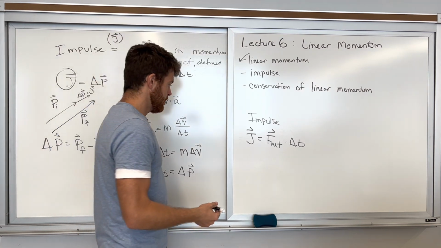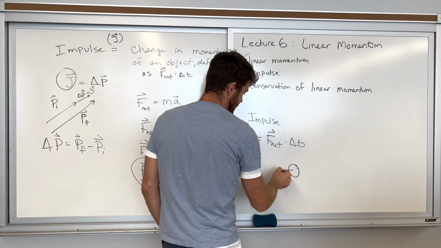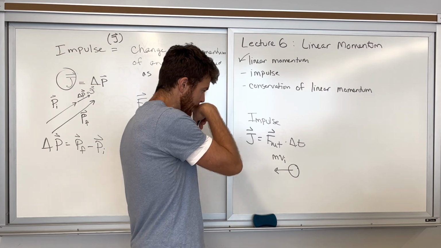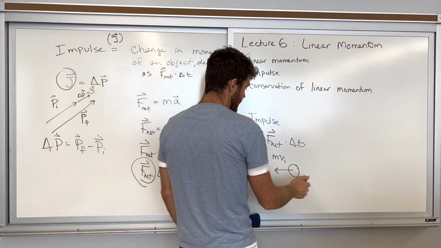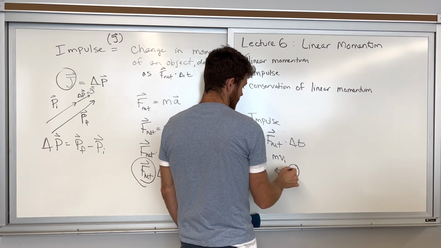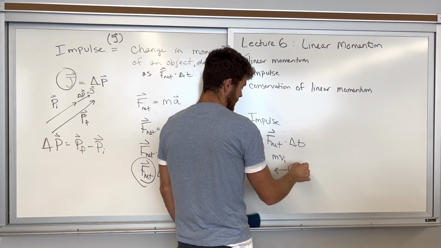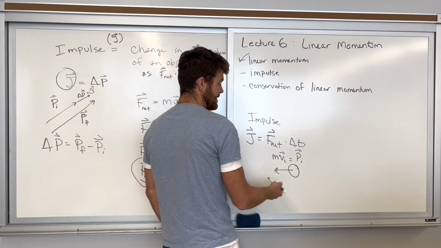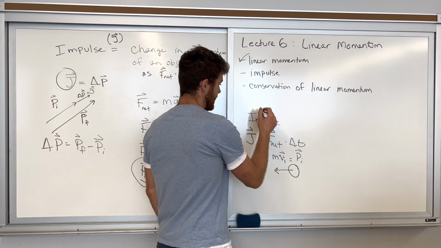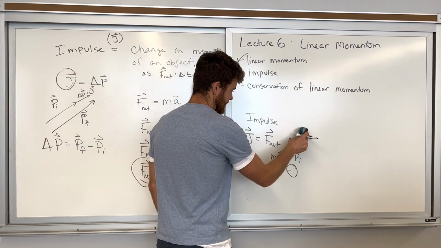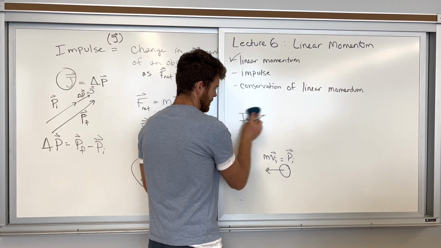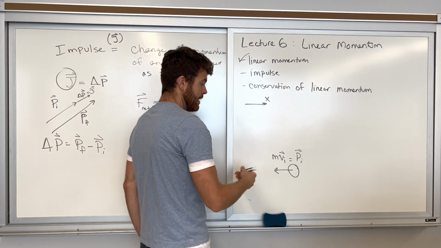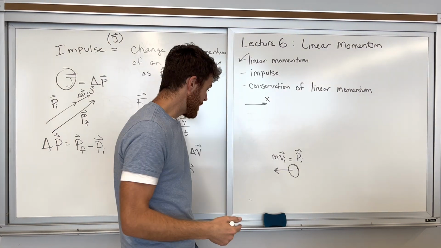So let's say, for example, a baseball. A baseball is coming in, it has a mass and an initial velocity. And so its momentum is that value. Okay? Let's say it's negative, right? So let's say this is the positive x direction. So this baseball originally has a negative momentum.